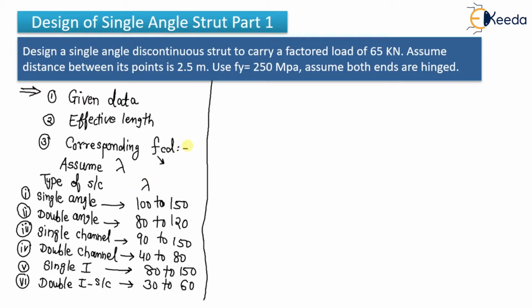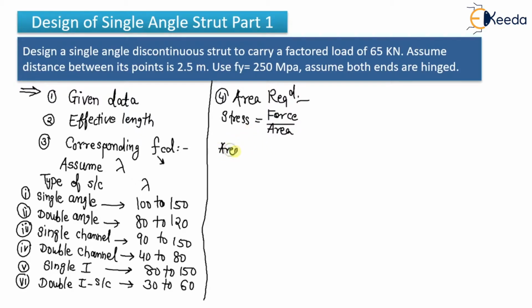Okay. Now the next step. What next step should you follow? Once you have got the value of FCD, you should calculate the area required. What will be the area that you should assume for a particular angle section? The area required is taken from the simple formula of stress is equal to force upon area. You may know this formula from the very first year.